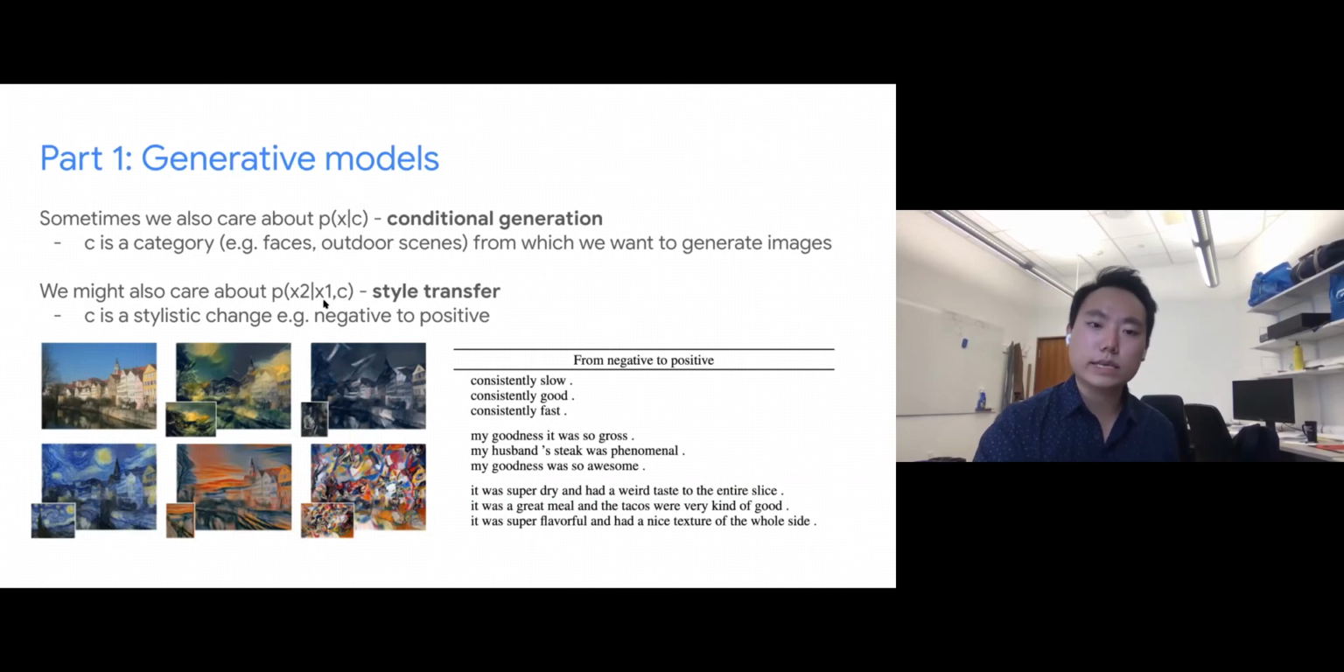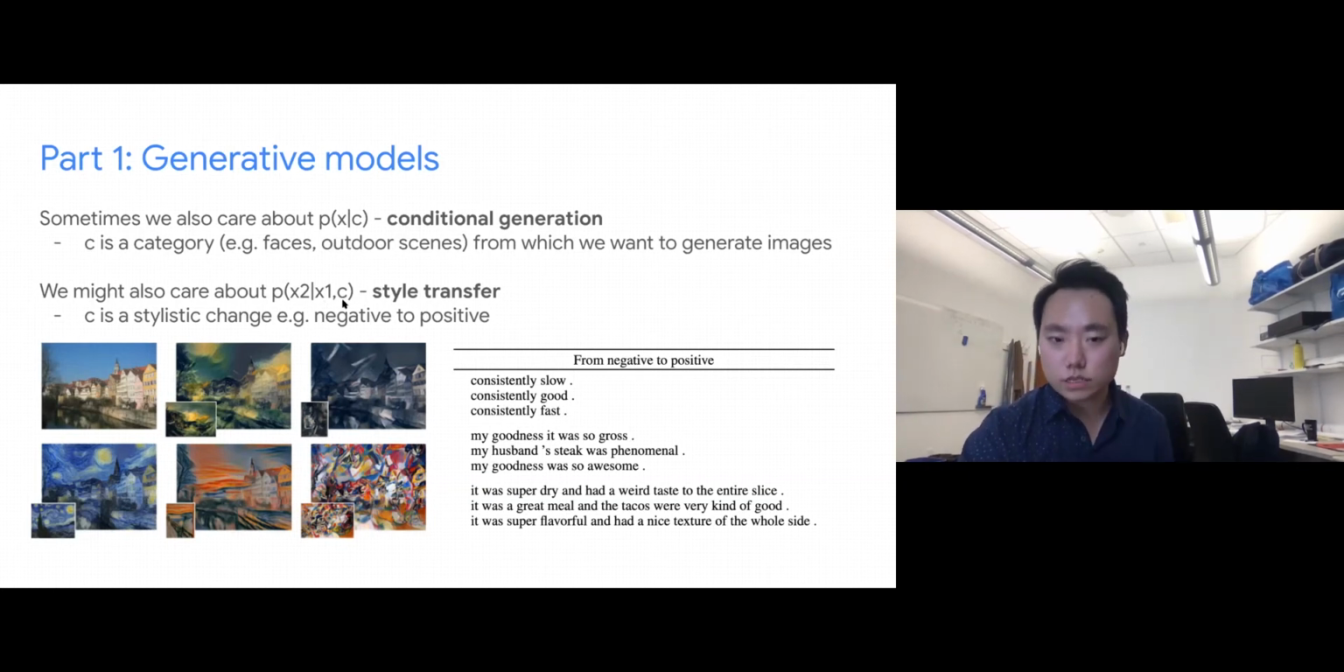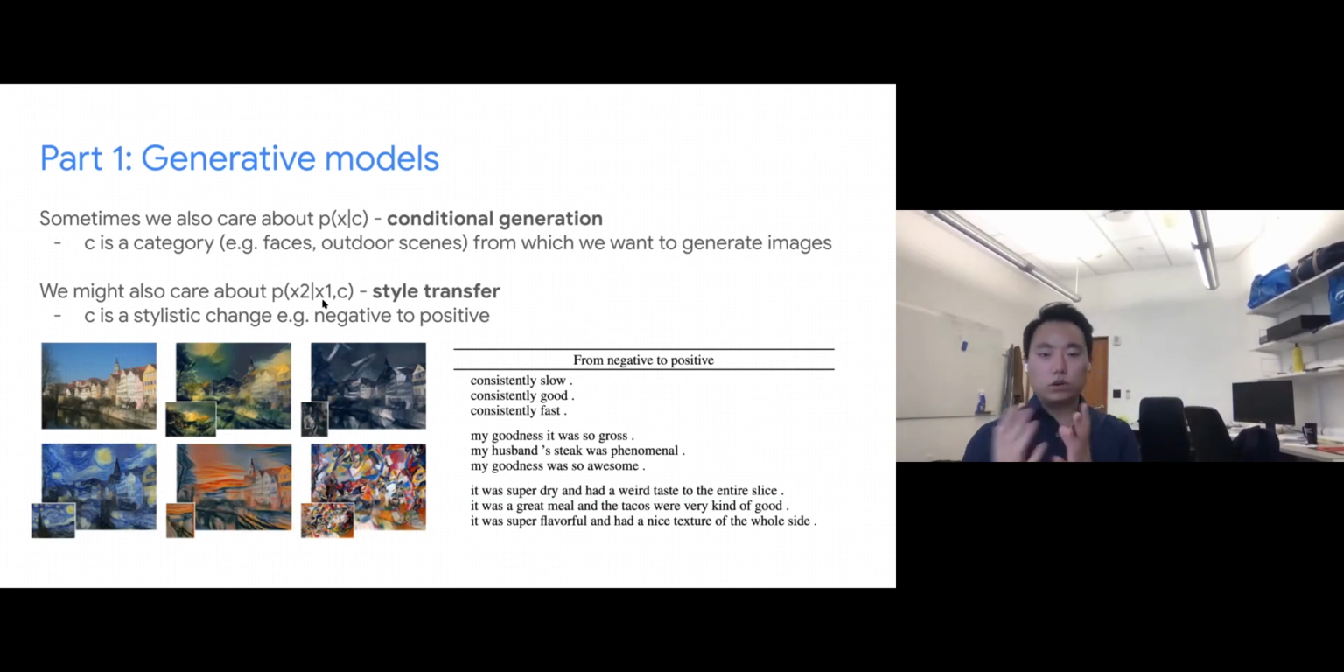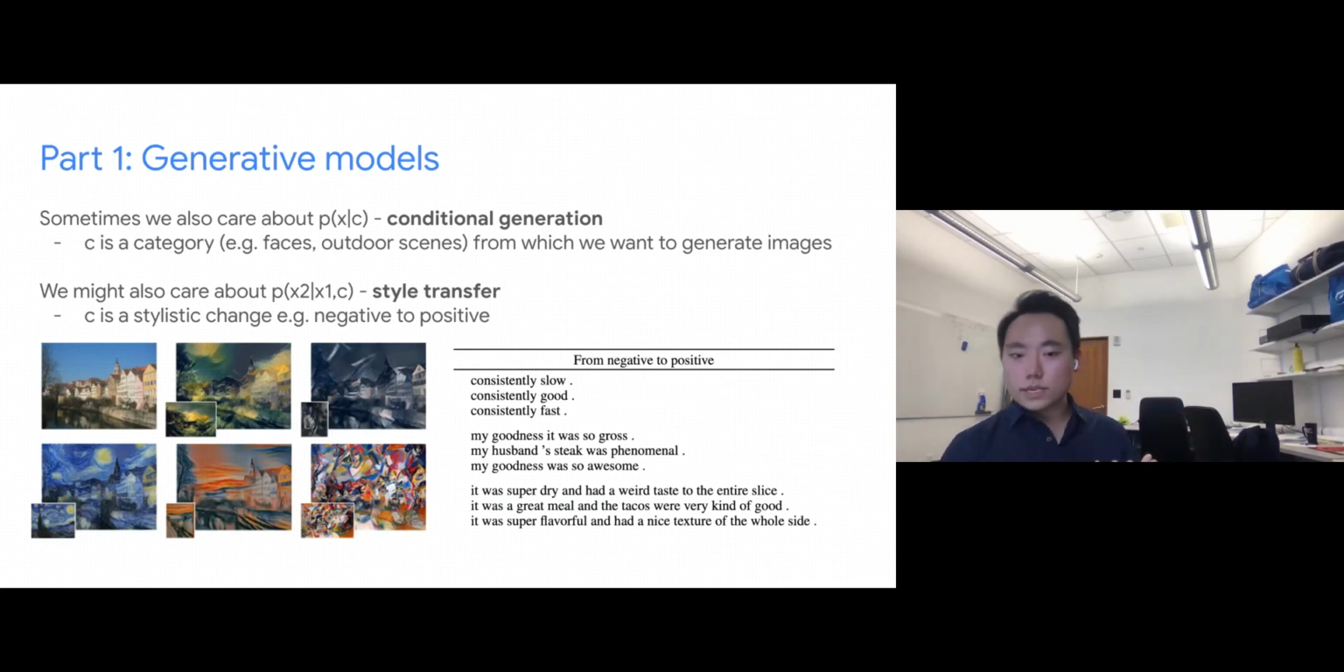Another thing which people care about is called style transfer. So instead of just generating images from content, you're given both a content or a stylistic change as well as the initial sentence x1, or initial data point x1. That could look like we're given all these sentences that start from "consistently slow." So that describes both content and style. And style is some stylistic change that you want, to go from negative to positive. The goal here is to retain all the content in the initial sentence and just change it according to the style. So you would change "consistently slow" to "consistently good" or "consistently fast."